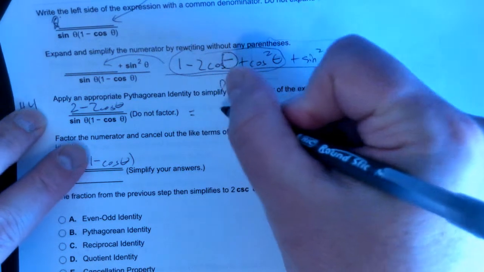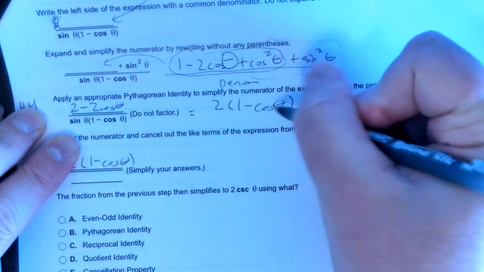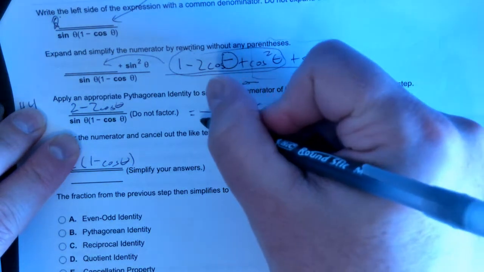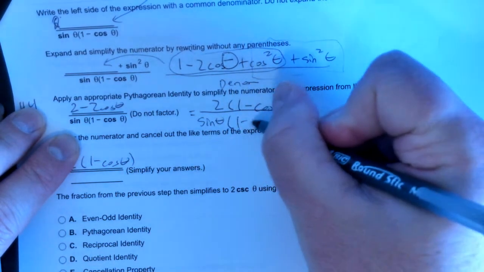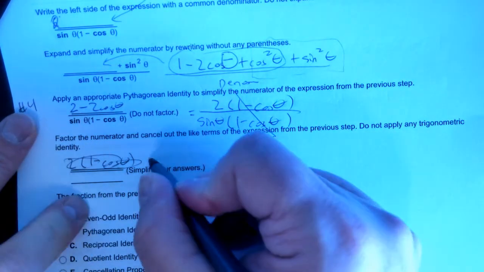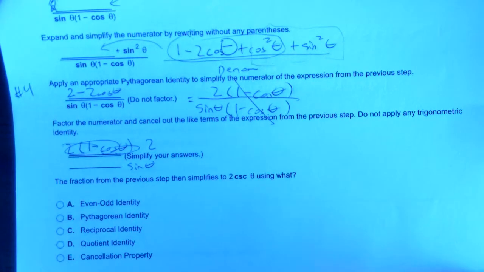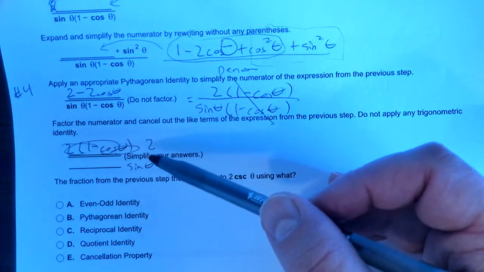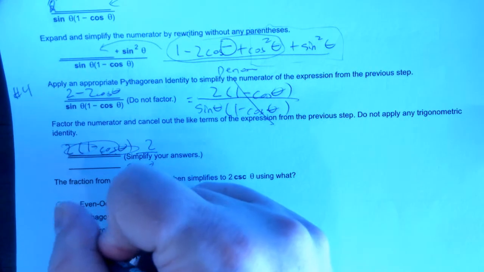Well, let me do that over here. They want you to cancel that. And so you just have your 2 on top and your sine theta on bottom. And then 2 over sine is the same as 2 cosecant from a reciprocal identity.